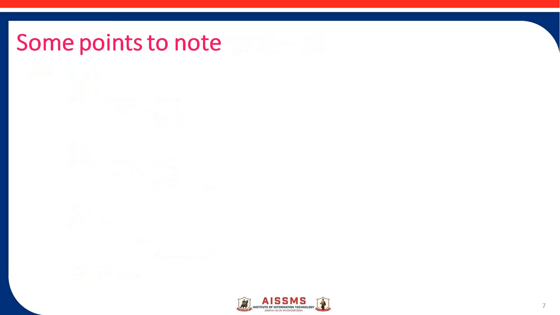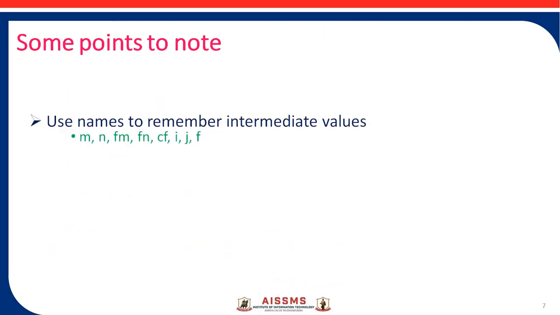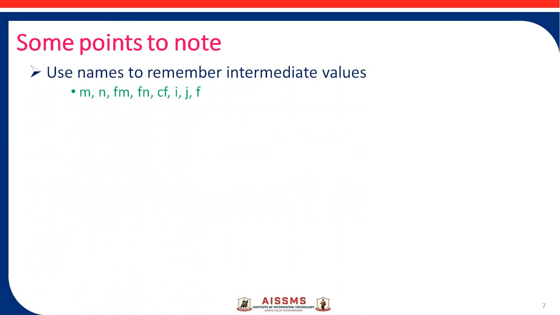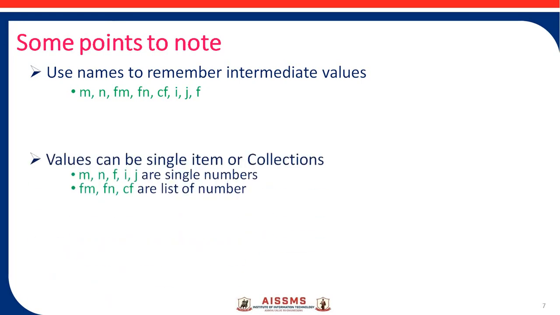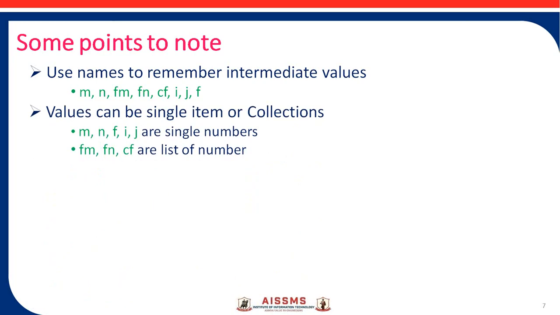Now here we have to note some points after this discussion. We have to use some names to remember, or to store, some intermediate values. These names are: m for the first number, n for the second number, fm, fn, cf for lists, and i, j, f are some temporary names we have used. These particular names hold some values, and these values are either single values or a collection of values. A list is called a collection of values, and m, n, f, i, j hold a single value at a time.